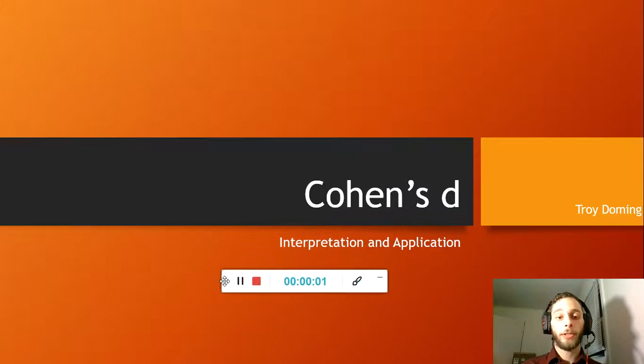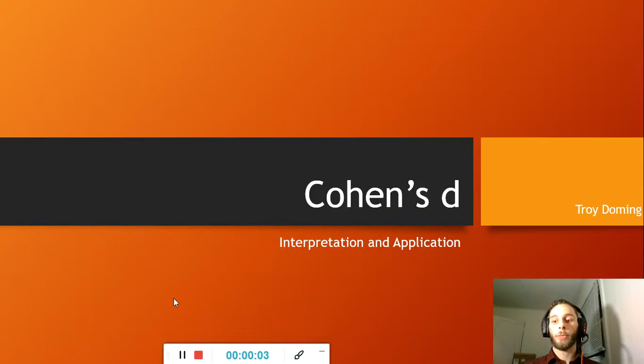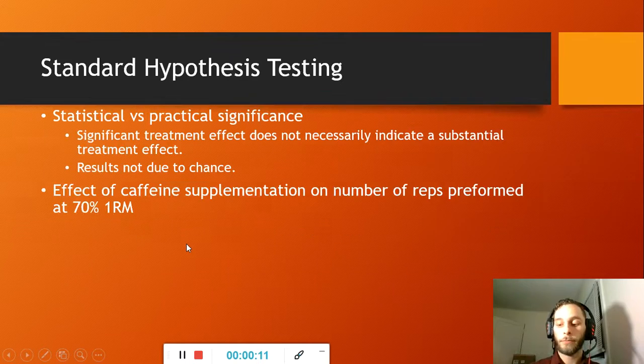Hello everyone, I'm Troy, and today I'm going to be talking to you about Cohen's D, specifically how to interpret it and how to apply it. In order to understand the application of Cohen's D, it's important to understand the background as to why people felt the need to use Cohen's D, a measure of effect size. And this comes down to practical versus statistical significance.